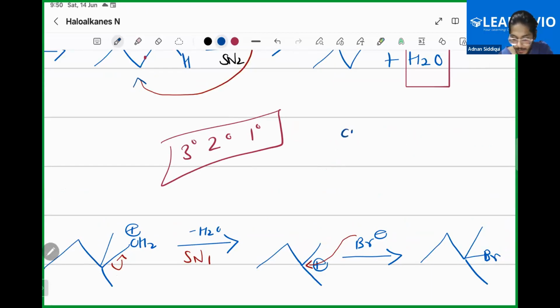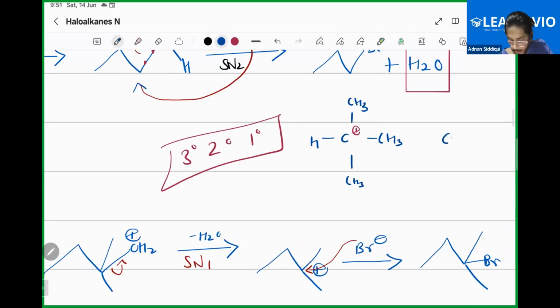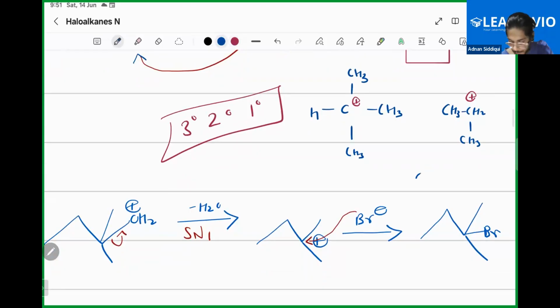I hope you are able to differentiate between 1 degree, 2 degree, and 3 degree. This is my 3 degree carbocation. This is my 2 degree carbocation, because to this carbon there are directly two carbons attached. And this is my simple 1 degree. Is this clear?